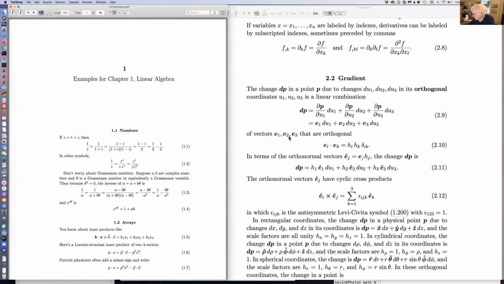What we do want, if we want a simple notation, is we want these vectors to be orthogonal. They have specific lengths, which are hi and hk in this case here, but we want them to be orthogonal. So ei dot ek is delta ik. The orthonormal vectors are, all right, there's a typo there. That should be ej divided by hj. So the change in terms of these orthonormal vectors is the length of the vector E1 times the normalized vector in the direction E1 times the change in the coordinate u1, and so forth, added up for the other 2.